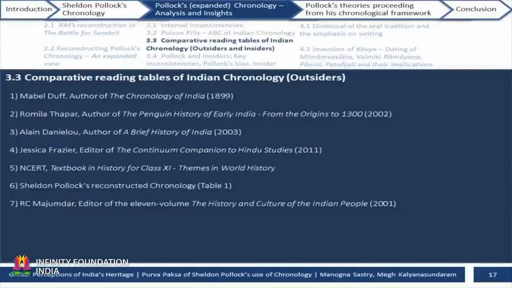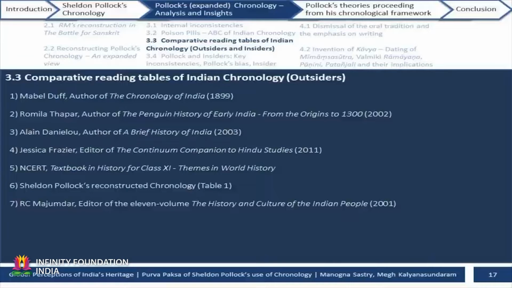Now, 7 of the 17 sources listed as outsiders, whose chronological data we've looked at, included names such as Mabel Duff, author of arguably the most extant colonial era publication focused purely on Indian chronology, titled The Chronology of India, published in 1899, in addition to the works of contemporary eminent historians like Romila Thapar, Pollock himself, and for good measure, the NCERT Class 12 textbook too.